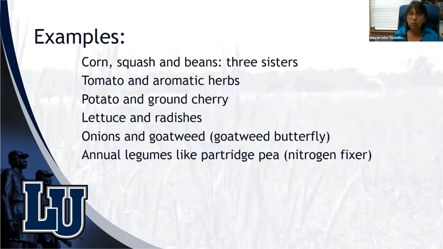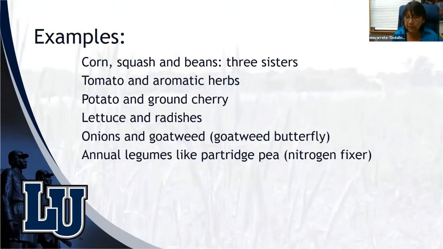Some examples would be the combination of corn, squash, and beans that is well known as the Three Sisters. We can grow tomatoes with aromatic herbs, potato, and ground cherry. That's my combination because I love ground cherries. They're very sweet and they're very resistant to very dry conditions. And we can talk about it at another time.